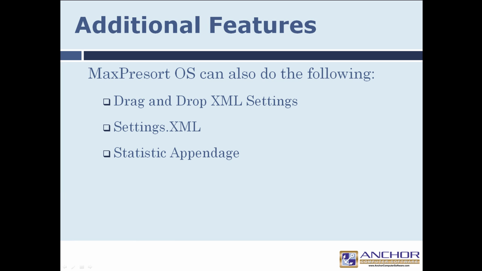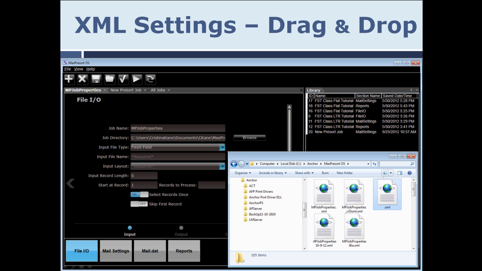Additional features. The following is a list of additional features within MaxPresort OS: Drag and Drop XML Settings, Settings.xml, and Statistics Appendage. Drag and Drop XML Settings. The user can drag and drop XML jobs into the MaxPresort OS by opening the XML file location in Windows Explorer. Then drag and drop the XML into a panel within the desired job.